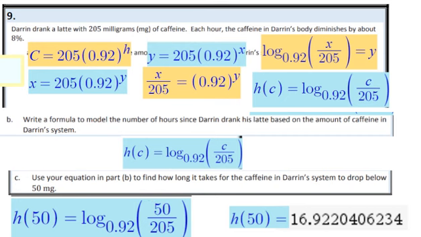When I put that in my calculator, I actually get H of 50 is 16.922. And that's kind of crazy when you think about it. That caffeine is still going to be in Darren's system almost 17 hours later. And that's number 9.